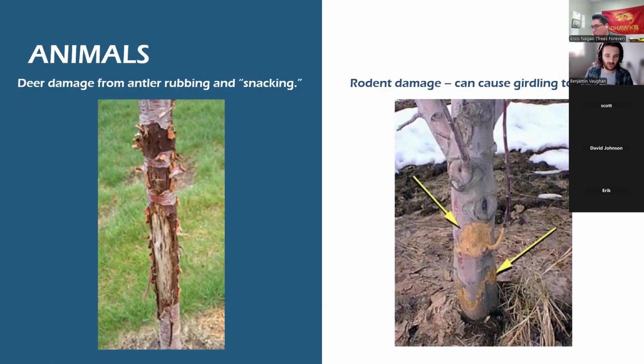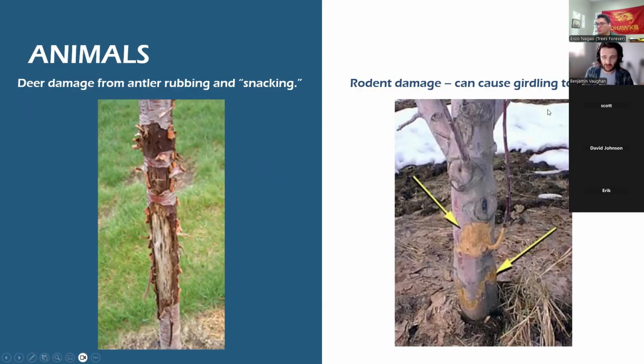If you have a lot of deer traffic in your area, you're probably best just throwing on one of those tubes, at least a few feet up. They can reach pretty high. And we've lost plenty of trees via deer rubbing.